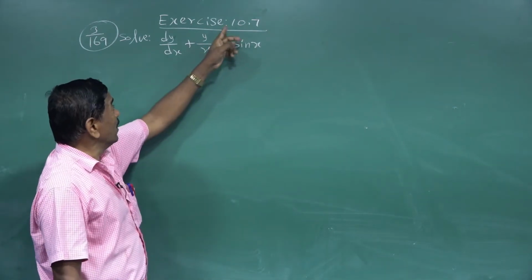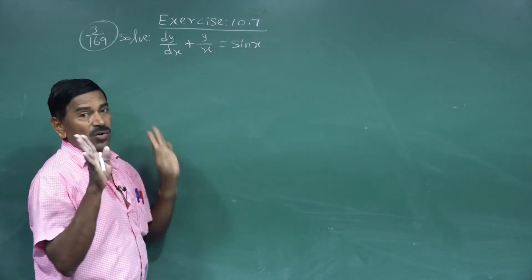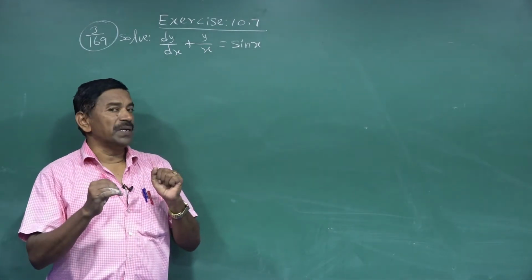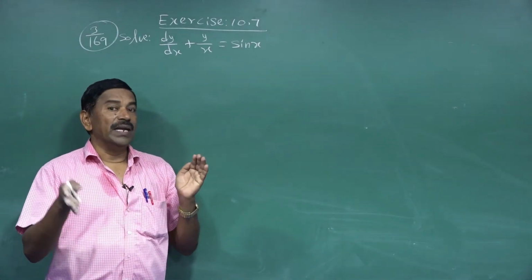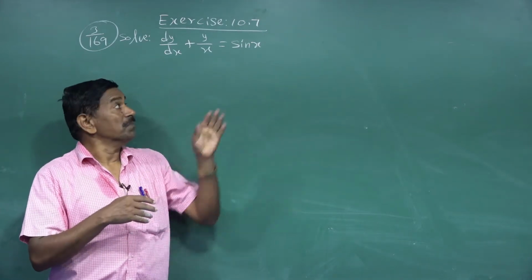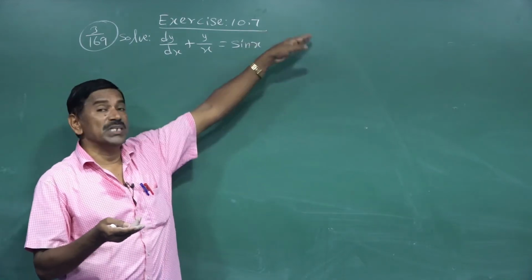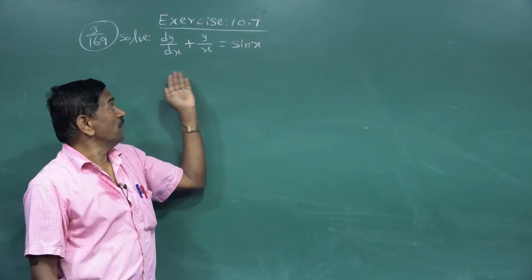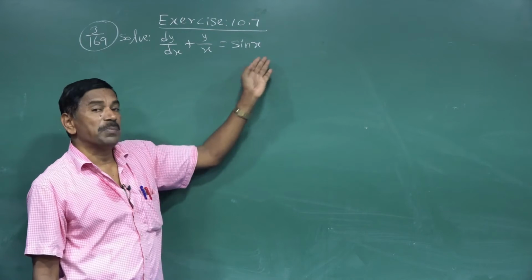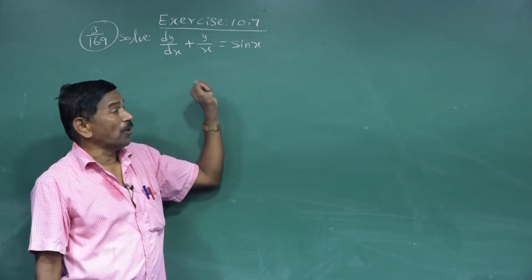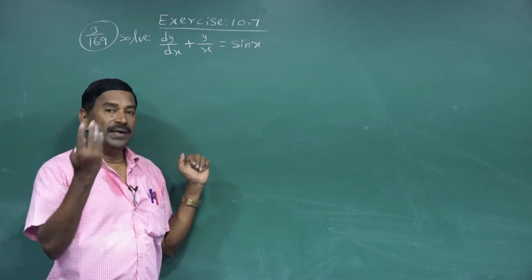In the 10th chapter the keyword is only solve, so we want to identify the type. How to identify the type: yesterday's topic was linear in y, and the one before was the homogeneous differential equation. Homogeneous differential equation means all the terms' powers are equal, then it is said to be a homogeneous differential equation. But today's topic is linear in y and linear in x.